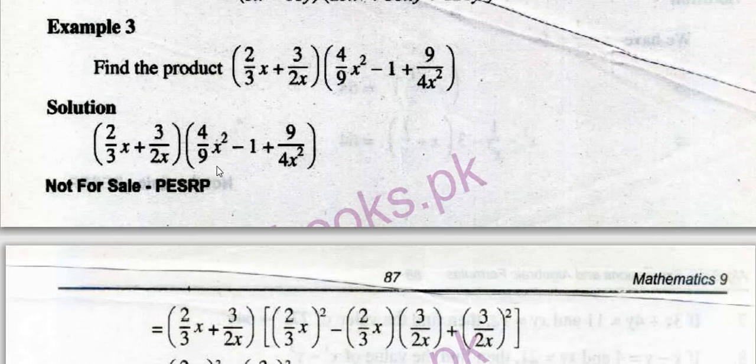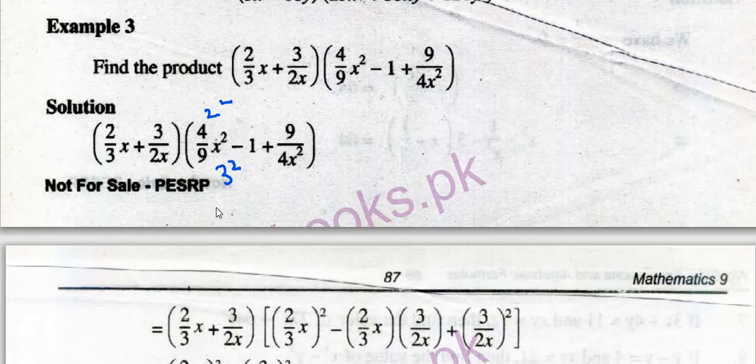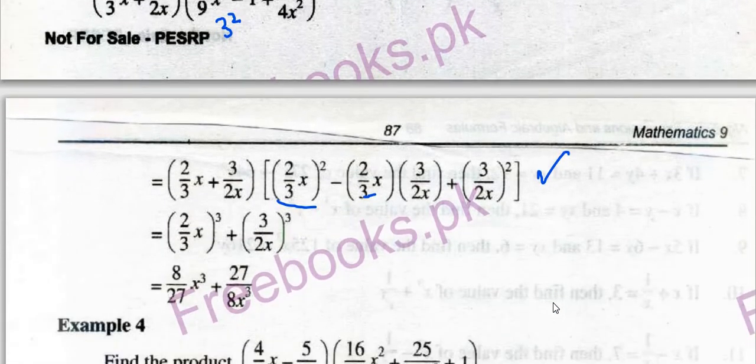Okay, 4 by 9, you can write 4 as 2 square and 9 as 3 square. Okay, this is the right hand side of your formula. Always the left is given and you are going to solve the right. In this example, the right side is given and you are going to solve the left hand side. Okay, 2 by 3 x whole square, this is the term, minus 1. We can write 2 by 3 x, 3 by 2 x, which is also minus 1, and 3 by 2 x whole square. This is the left hand side of the formula, cube formula.